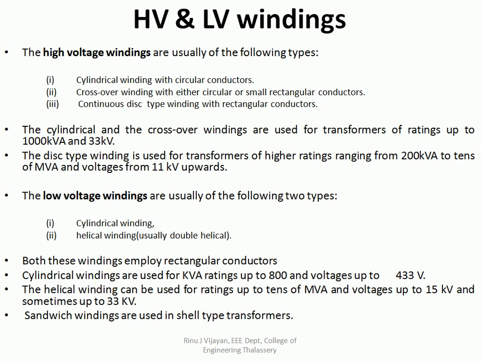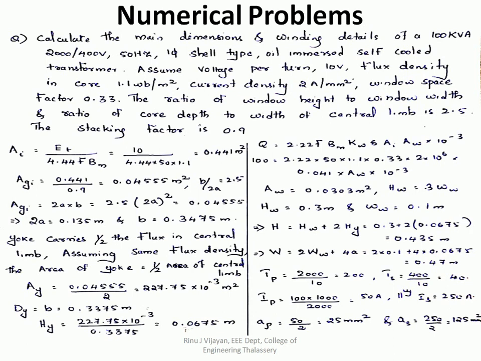Now let's see two numerical problems based on the selection of the transformer primary winding turns and secondary winding turns. In this first problem you are asked to find the main dimensions and winding details. The transformer given here is actually a 100 kVA, 2000 by 400 volt, 50 hertz, single phase shell type transformer. It's actually a shell type transformer.